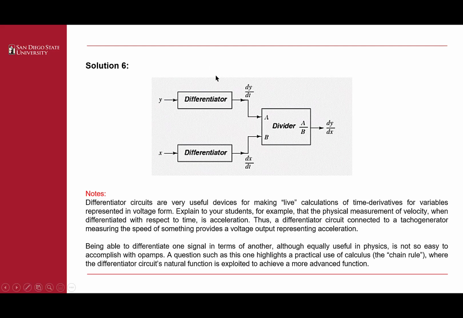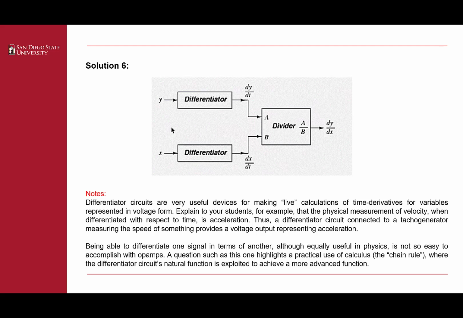Differentiator circuits are very useful devices for making live calculations of time derivatives for variables represented in the voltage form. For example, the physical measurement of velocity when differentiated with respect to time is acceleration. Thus, a differentiator circuit connected to a tacho generator measuring the speed of something provides a voltage output representing acceleration.